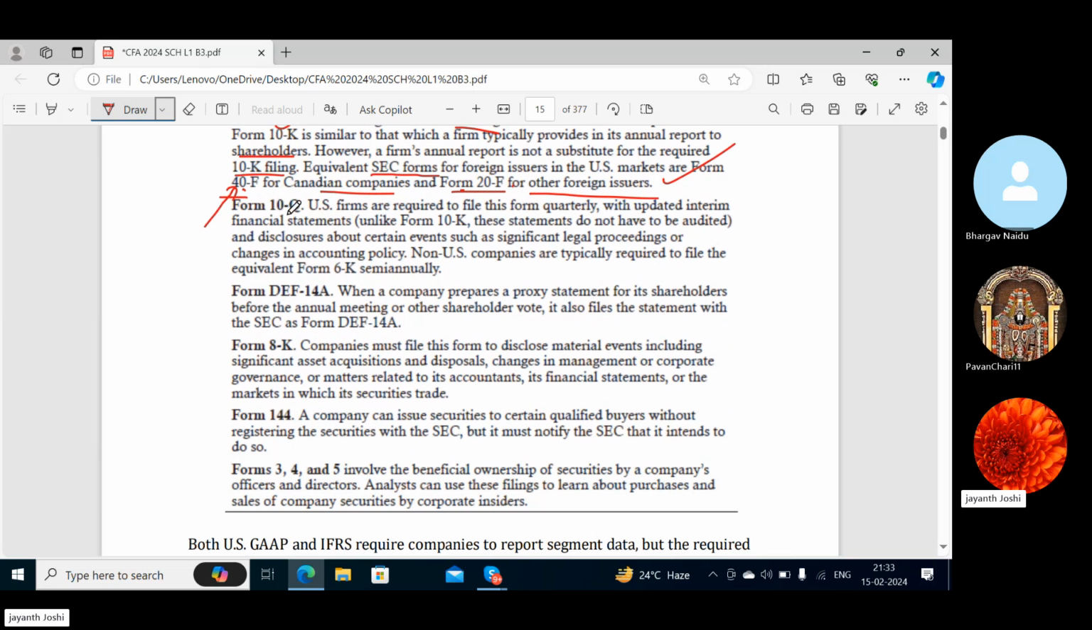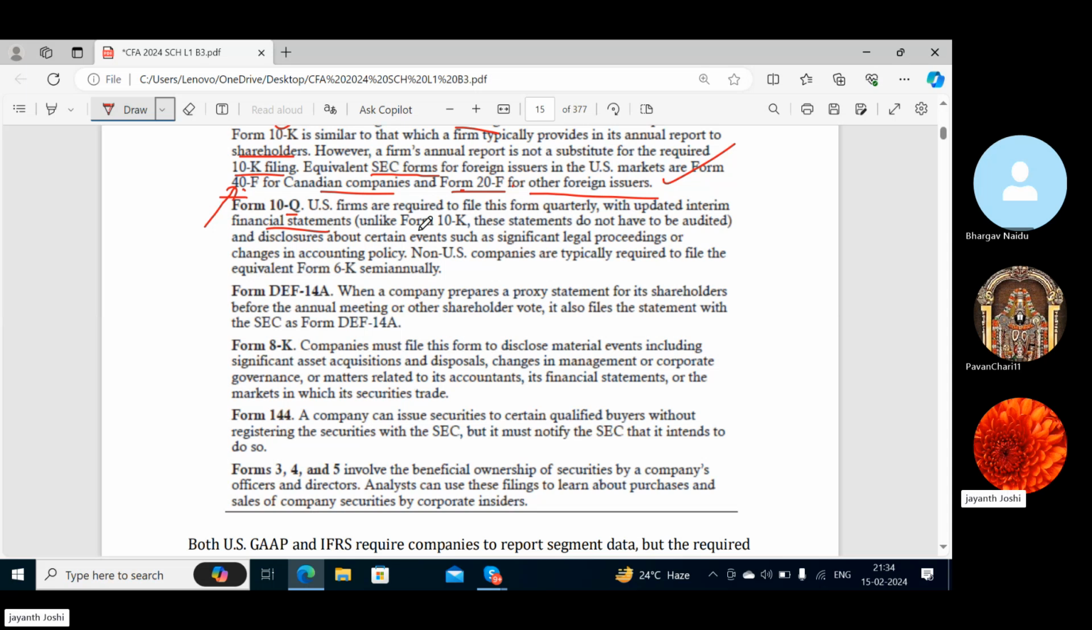Form 10-Q. Q is for quarter. US firms are required to file this form quarterly with updated interim statements, those are semi-annual or quarterly statements. But see the difference: external audits happen only at the end of the year. So unlike Form 10-K, these statements do not have to be audited.